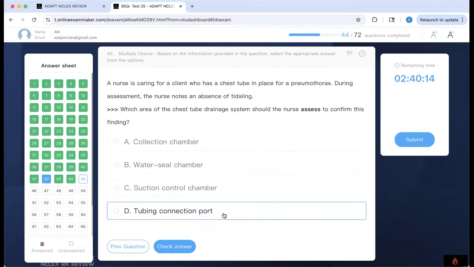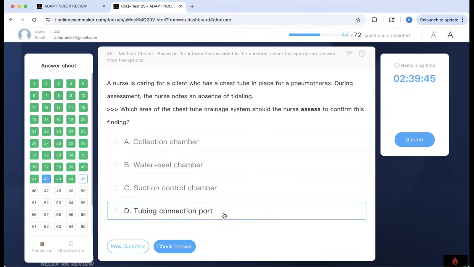And a nurse is caring for a client who has a chest tube in place for pneumothorax. During assessment, the nurse notes absence of tidaling. If you don't see tidaling, what do you do? Which area of the chest tube system should the nurse assess to confirm it? Where do you look on the chest tube to see if tidaling is occurring? Collecting chamber, water seal chamber, suction control chamber, tubing connecting port. Where do you look for tidaling?